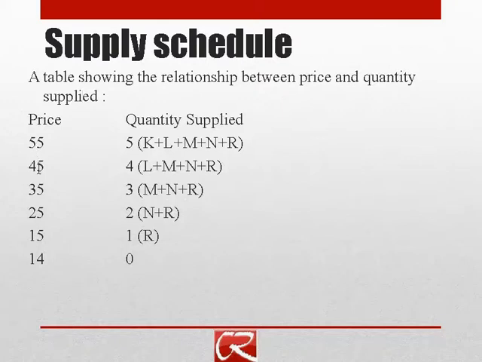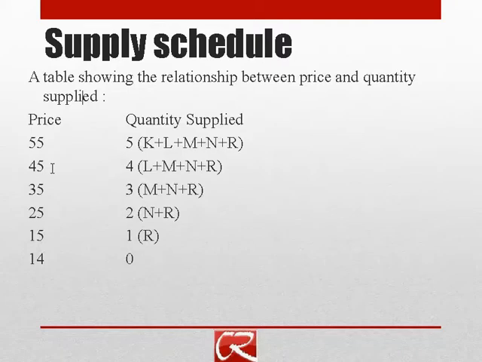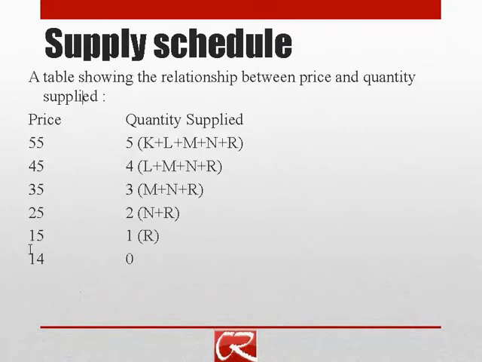Further declines in price, once we get below $55, Carrie becomes an unwilling seller because the seller cost then is higher than $54. At a $45 price, we have 4 willing sellers. Once the price goes below 44, Linda becomes unwilling to sell because she would be making a loss at $44, and so on and so forth here. When we finally get down below $15, we have 0 willing suppliers.